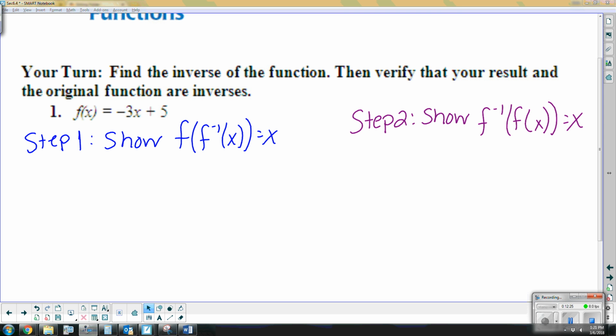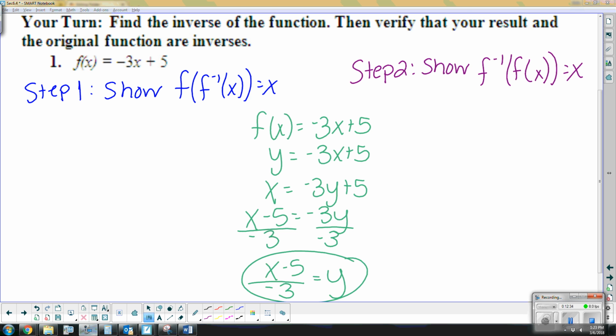So before we can verify that they're inverses, we need to find the inverse first, and to do that, we're going to switch our x's and our y's. So first we found our inverse of x minus 5 divided by -3 is y, and now we need to verify that that is the inverse of f of x.